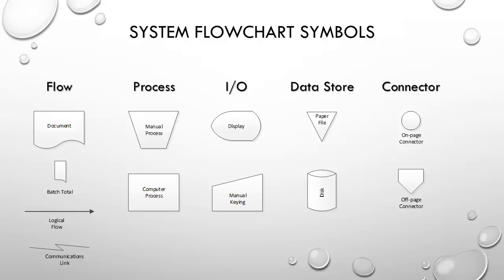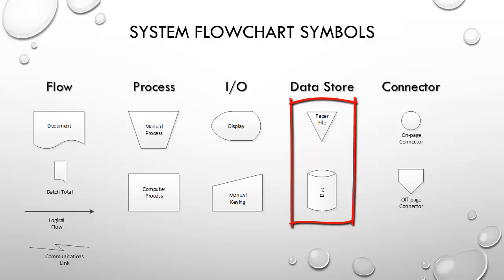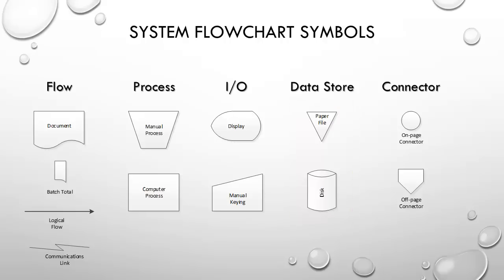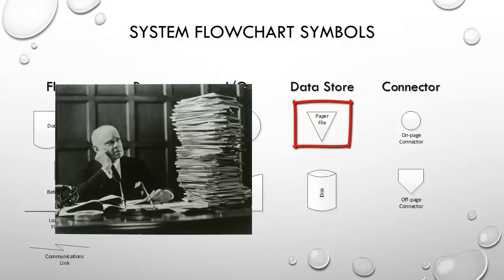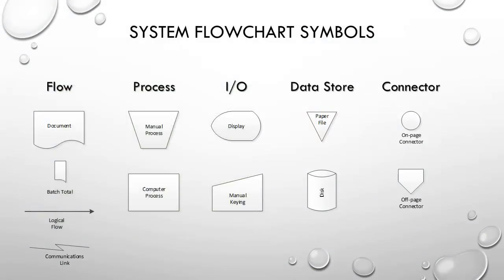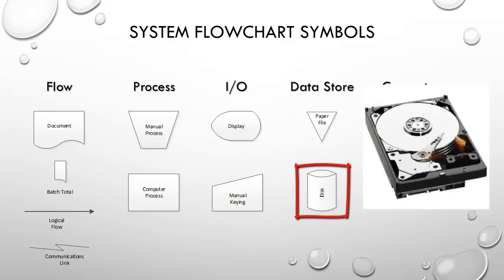And then moving over, the data store symbols are different from DFDs in that they have more specificity. The triangle represents a paper-based store, like a filing cabinet, or, heaven forbid, a stack of papers on somebody's desk. And the cylinder represents an electronic disk, like a hard disk drive.